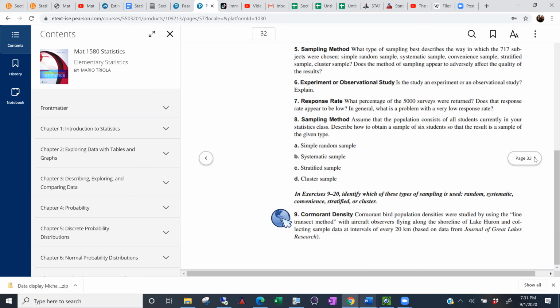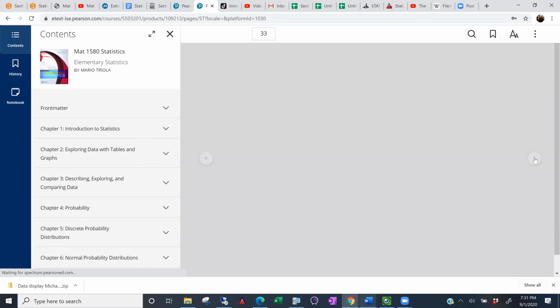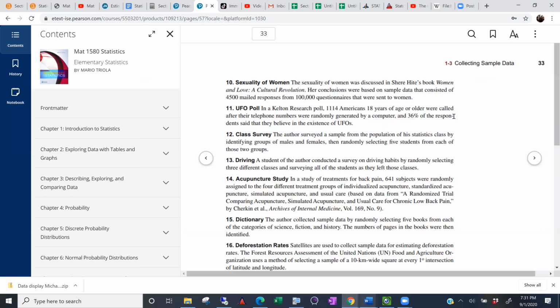So let's flip back to a study by Shere Hite, who wrote a book a long, long time ago. The sexuality of women was discussed in Shere Hite's book, Women and Love: A Cultural Revolution. Her conclusions were based on sample data that consisted of 4,500 mailed responses from 100,000 questionnaires that were sent to women. So let's see about stratified sampling. Are there any strata here? No, I don't see any strata. So we can eliminate strata.